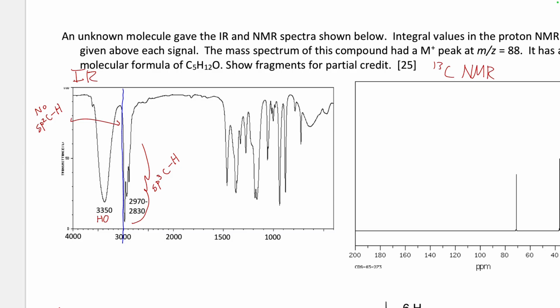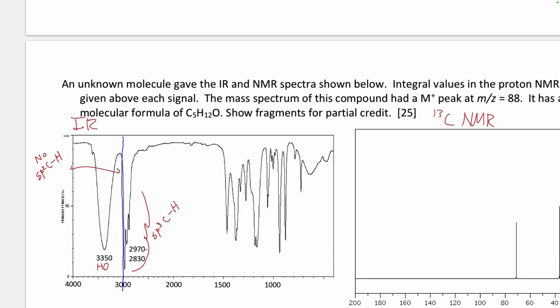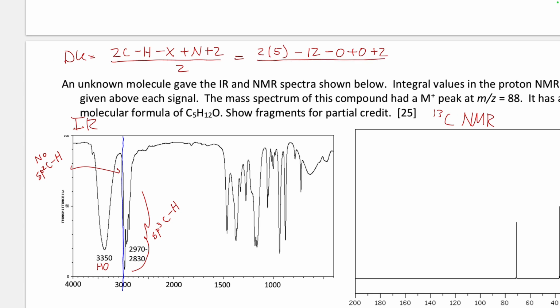Let's figure out degrees of unsaturation on this one. We haven't done that yet, but maybe we should. I think this is an easy thing to do. So let's do it. Remember, the degrees of unsaturation equation is 2 times the number of carbons minus the number of hydrogens minus the number of halogens if you have any, plus the number of nitrogens, all that plus 2. Take the whole thing, divide it by 2, and you get degrees of unsaturation. So we've got 2 times 5, which gives us 10, minus the number of hydrogens, and there are 12. We don't have any halogens. We don't have any nitrogens. We just have to add 2 to it, and we take the whole thing and divide it by 2.